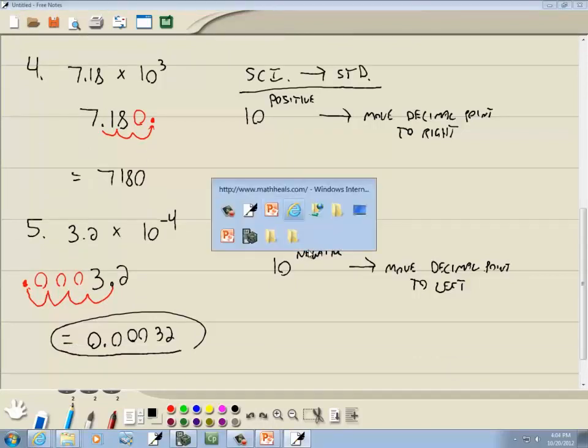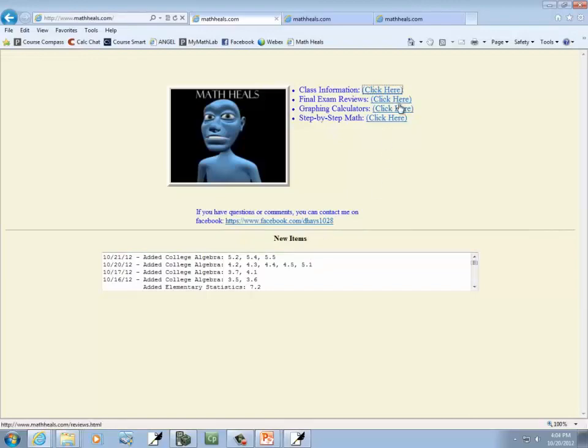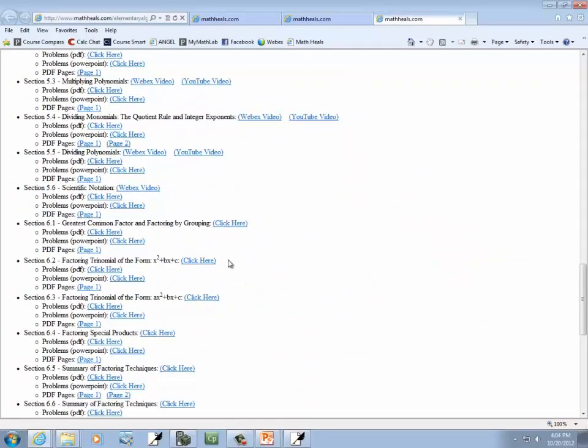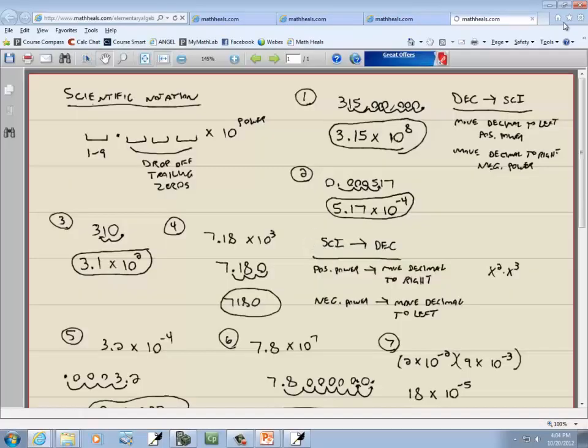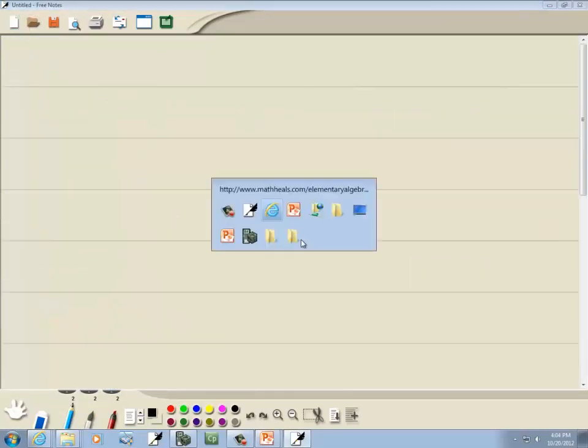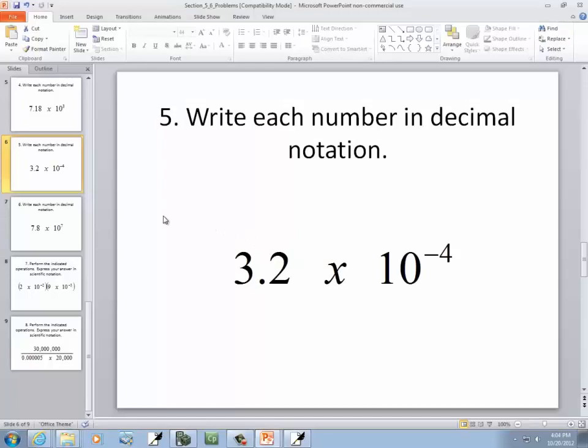And do I have those pages saved? Let me see. Pretty sure I do, but let me check. Yes, I do. Okay. So let me just start a new page. And let's look at our next problem.